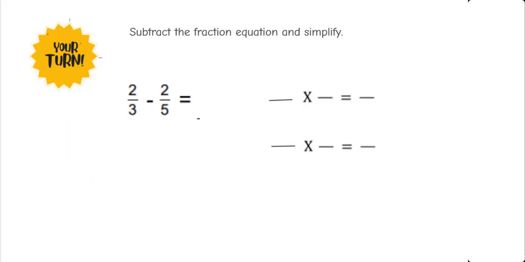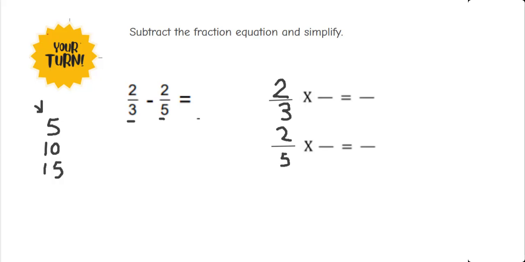Last one, subtract the fractions and then simplify your answer. Pause the video and then come back. I have 2/3 minus 2/5. They don't have the same denominator, so I'm going to have to find equivalent fractions. And I am thinking 5, 10, 15. The reason I go for the larger number is because if I start counting by 3s, I'm going to write a lot more numbers. So I tend to go to the larger one first. It's just my way that I do it.